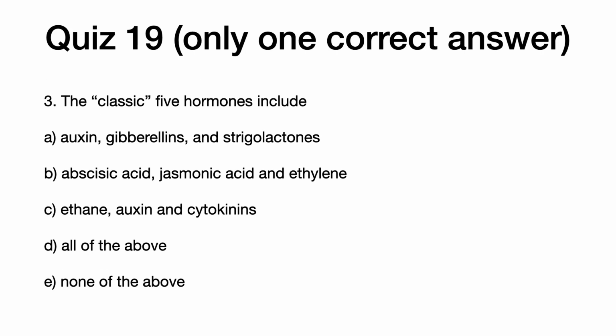3. The classic 5 hormones include A, auxin, gibberellins, and strigolactones. B, abscisic acid, jasmonic acid, and ethylene. C, ethane, auxin, and cytokinins. D, all of the above. E, none of the above.